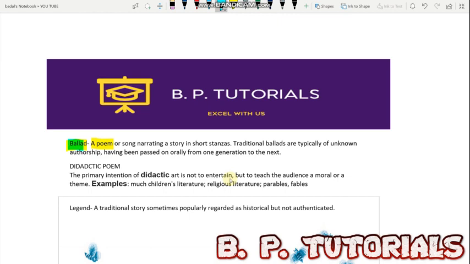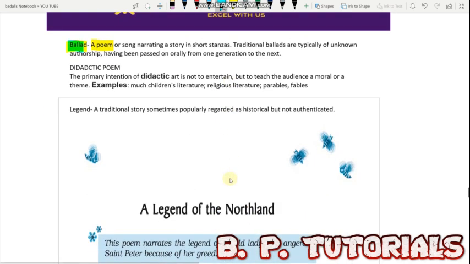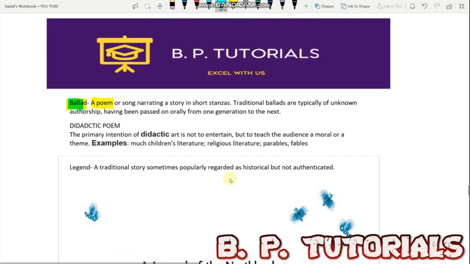Today we shall be talking about a poem that falls in class 9 CBSE syllabus. This is A Legend of Northland. And before we begin the poem, I shall be talking a little about the poem in detail.